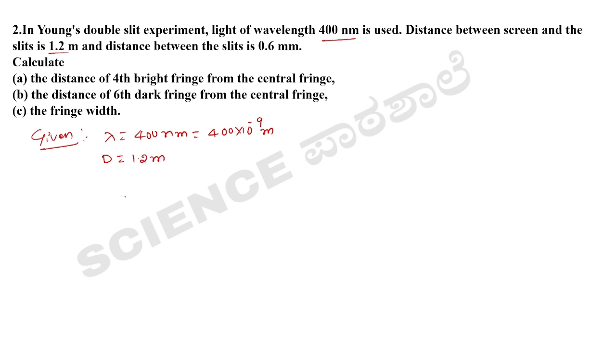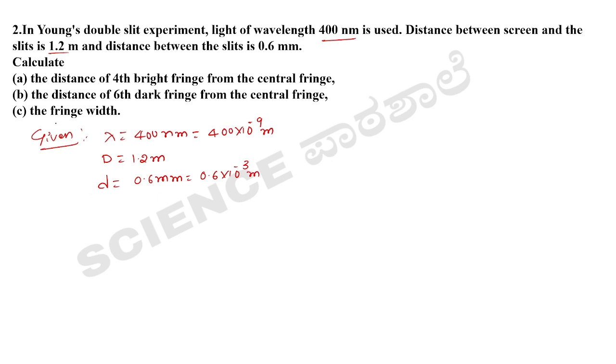1.2 meter. Next, distance between two slits. Distance between two slits means small d is equal to how much? 0.6 mm. So 0.6 into 10 raised to minus 3 meter. Okay now, let's solve this.